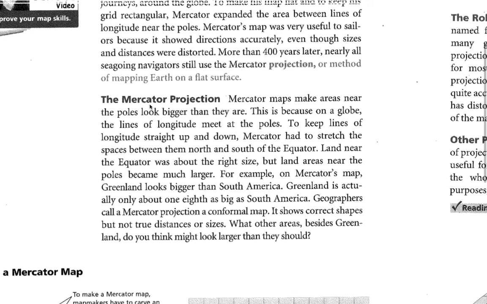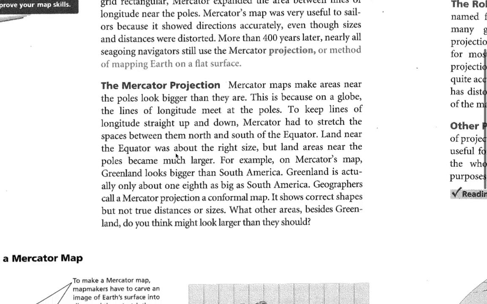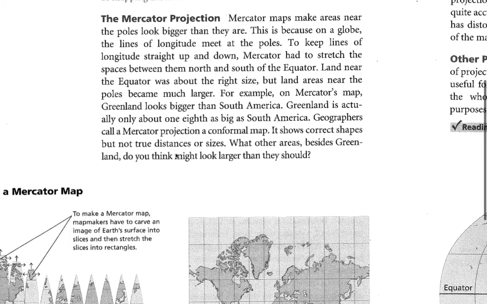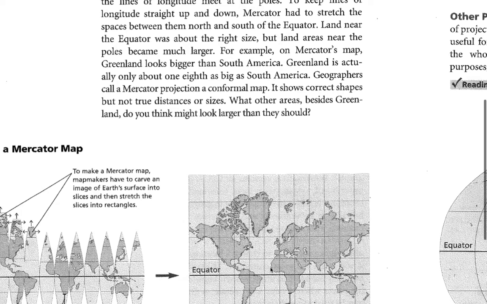Mercator maps make areas near the poles look bigger than they are. This is because on a globe, the lines of longitude meet at the poles. To keep lines of longitude straight up and down, Mercator had to stretch the spaces between them north and south of the equator. Land near the equator was about the right size, but land areas near the poles become much larger. Because of this, for example, on Mercator's map, Greenland looks bigger than South America.